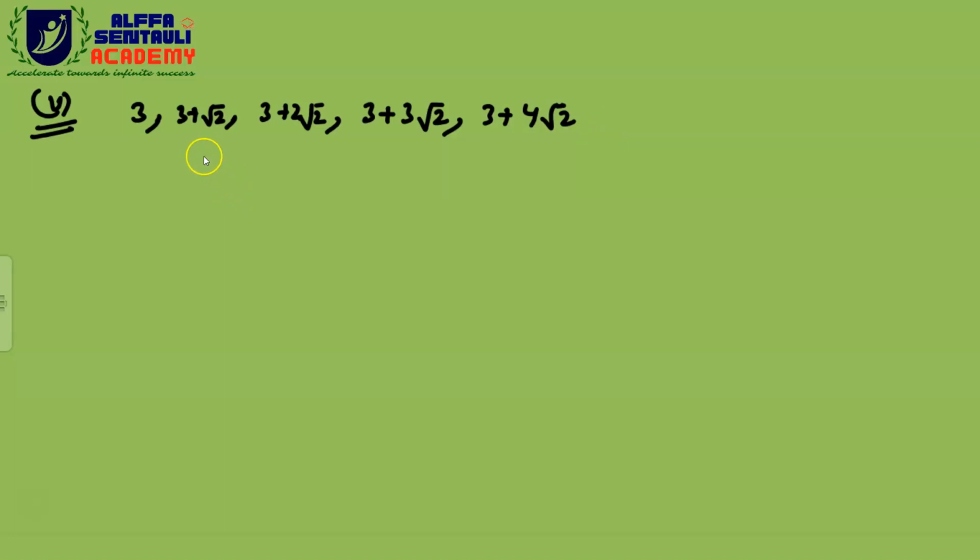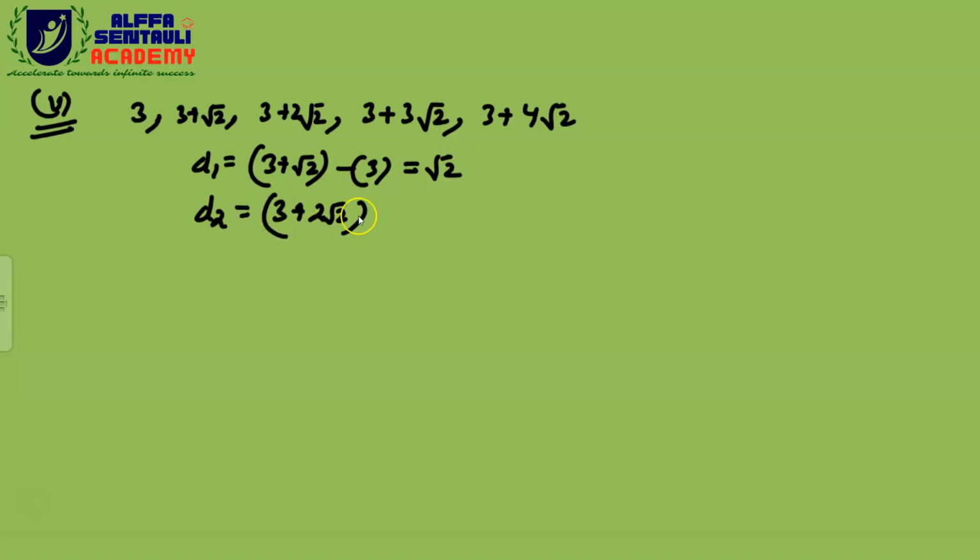So what should be d? d1 is constant, beta. Your d will be constant: the second term minus the first term. d2 should be what? 3 plus 2 root 2 minus the previous term. So what will you get, beta? Again root 2. So if you solve, you will get d as constant. What is d? d will be root 2. What is a? a is your 3.